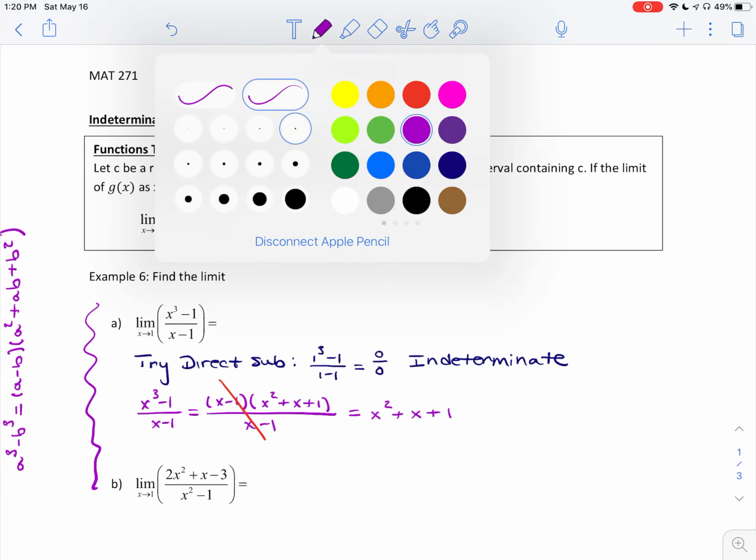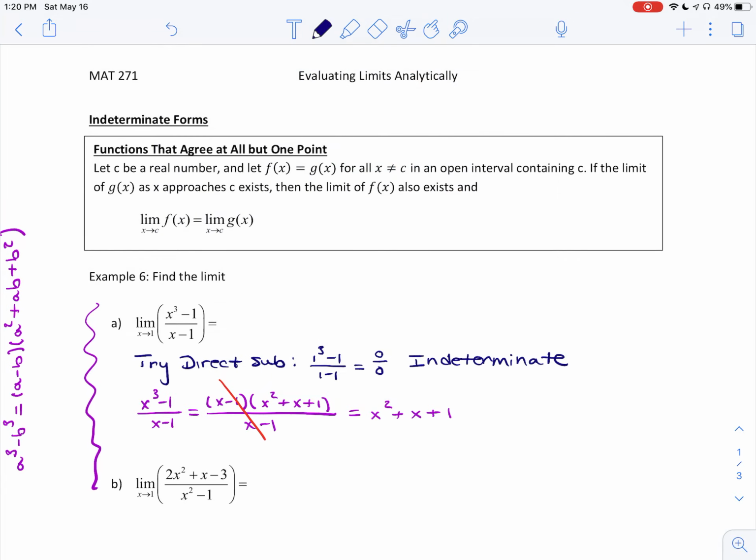All right, now if we go back up to our original problem then, because we were able to simplify this down, what that theorem above was telling us is that the limit of our original function is now equal to the limit of our simplified function. So our original problem is now equal to the limit as x approaches 1 of this simplified function, x squared plus x plus 1. Now the nice thing here is once you're able to simplify it down, you can just use direct substitution. So if we plug 1 in, 1 squared plus 1 plus 1 just equals 3. And that's our answer.